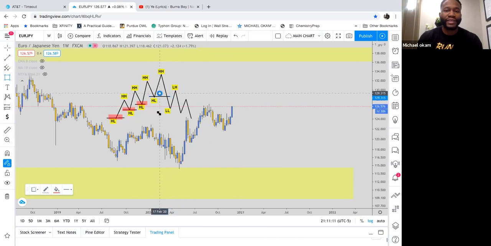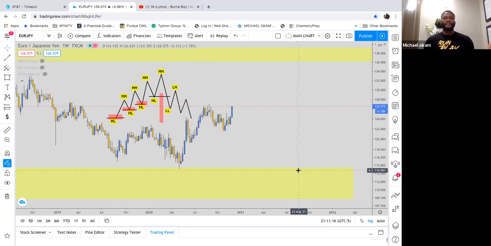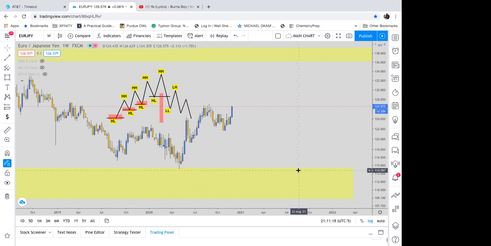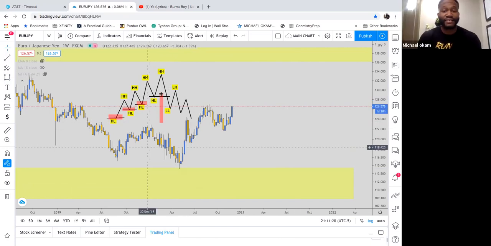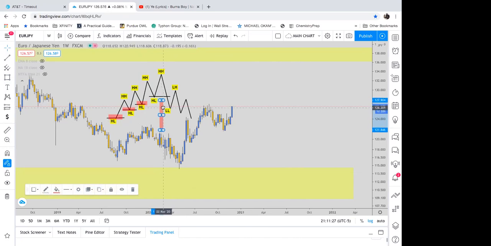Would this be considered a breaking structure? Is this a breaking structure, y'all? No, it's still testing. So what do we need to see for this to be considered a breaking structure? This has to open and close below.